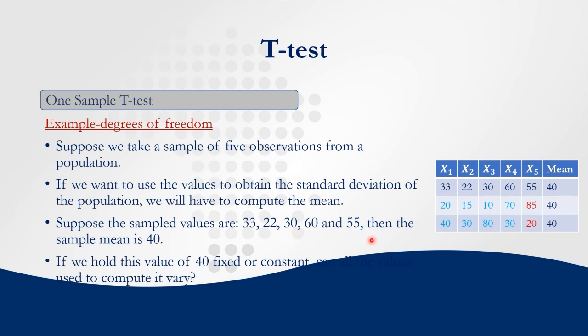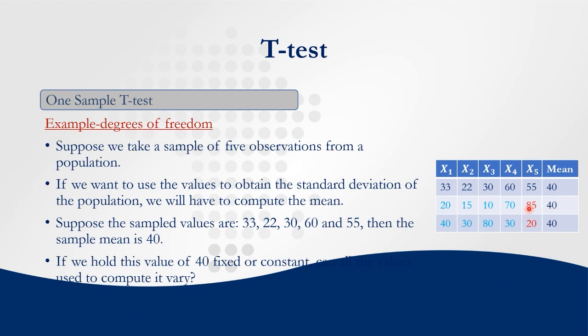33, 22, 30, 60, 55. If you compute the mean here, the mean is 40. The sum is 200. When I sum them, I get 200, and I divide by n, which is 5, I get 40. So with these observations, let's say I say this 40 is the population mean, and I hold it constant. I can change these 5 observations such that I still get an average of 40.